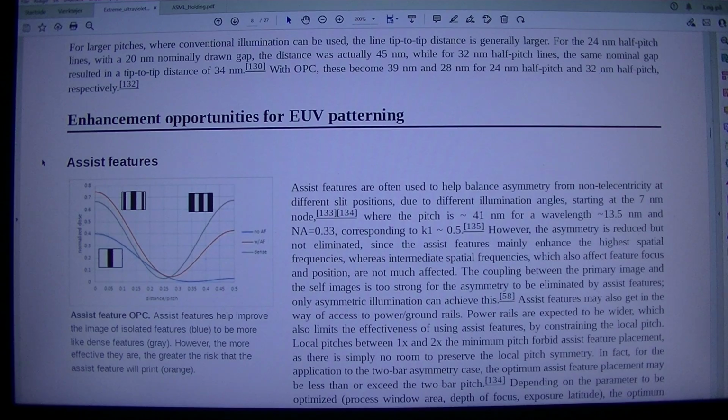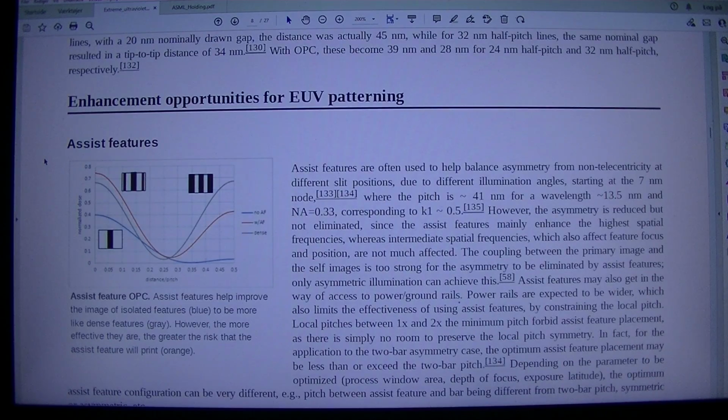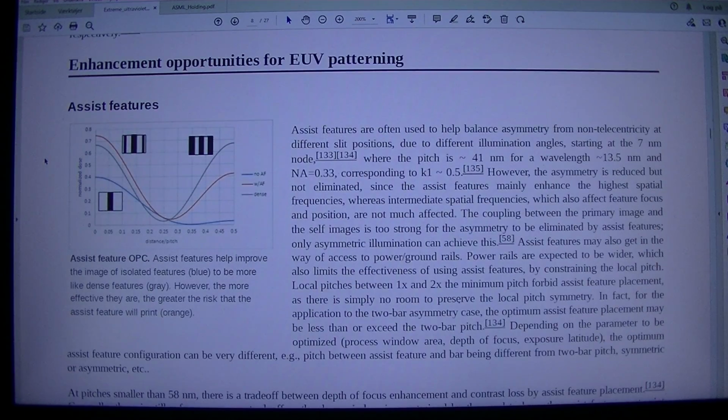132. Enhancement opportunities for EUV patterning. Assist features. Assist feature OPC. Assist features help improve the image of isolated features, blue, to be more like dense features, gray. However, the more effective they are, the greater the risk that the assist feature will print, orange.